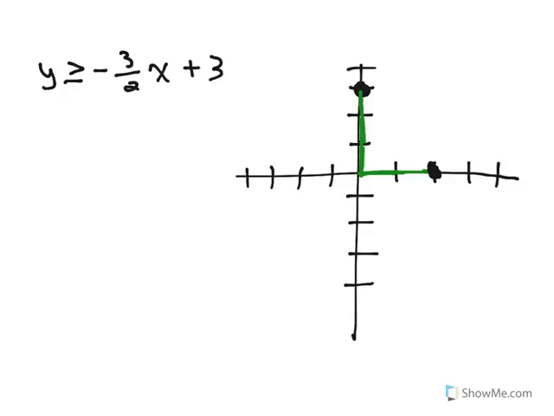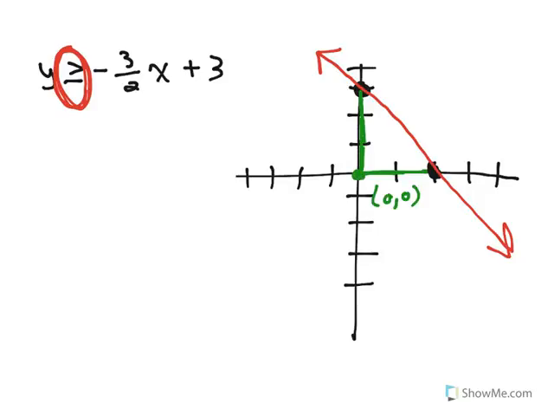Because we have an inequality symbol that has the equal sign in it, we must use a solid line to graph our line. Again, we must use a test point, and since our line does not go through the origin, point 0, 0, we can use that as our test point.